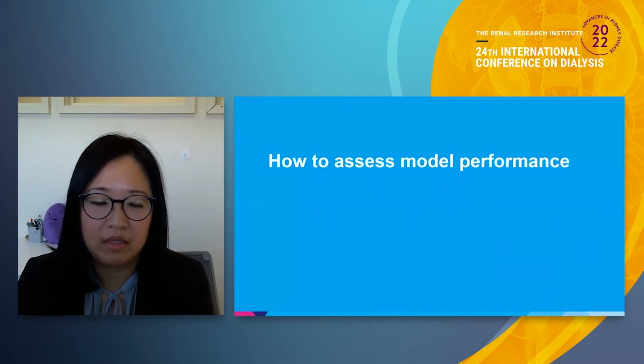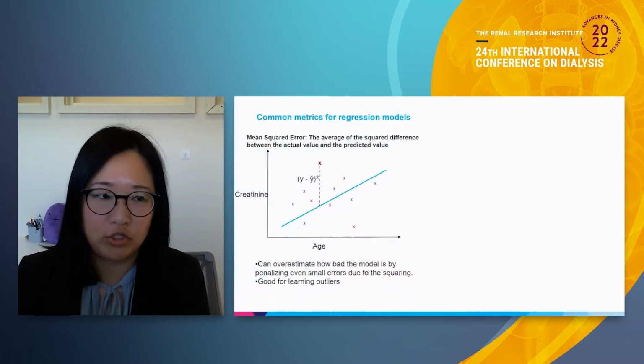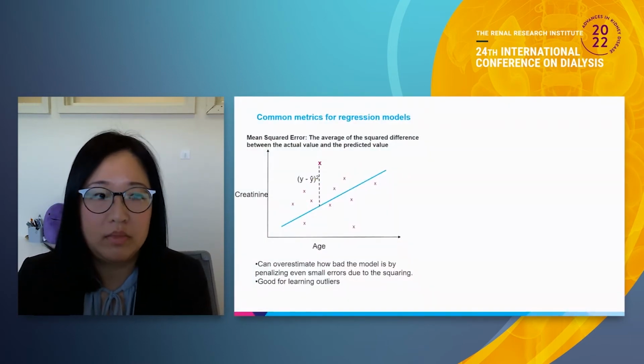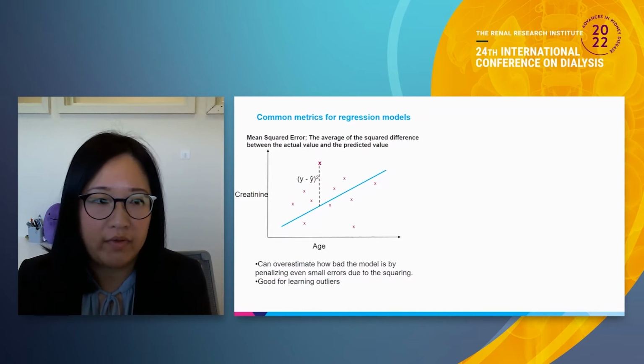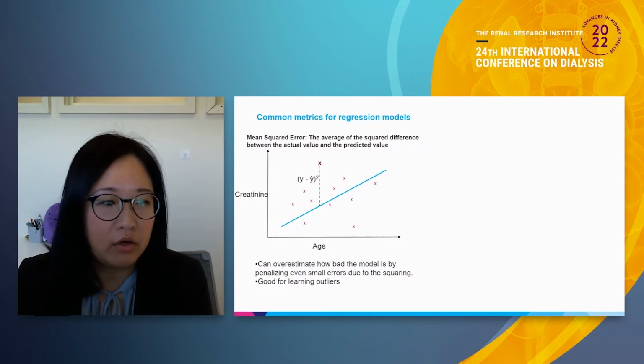So how should we be assessing these models that we're seeing in the literature? If we're talking about regression models, one common metric is the mean squared error. So the average of the squared difference between the actual value and the predicted value. On the figure here, there's the creatinine on the y-axis and age on the x-axis, where each x indicates the actual creatinine value for that age, and the blue line here indicates the predicted values.